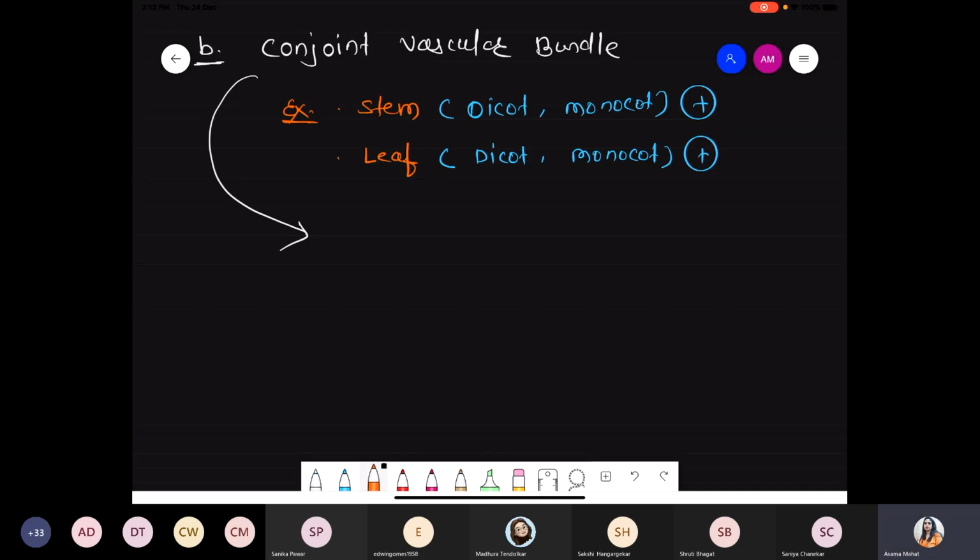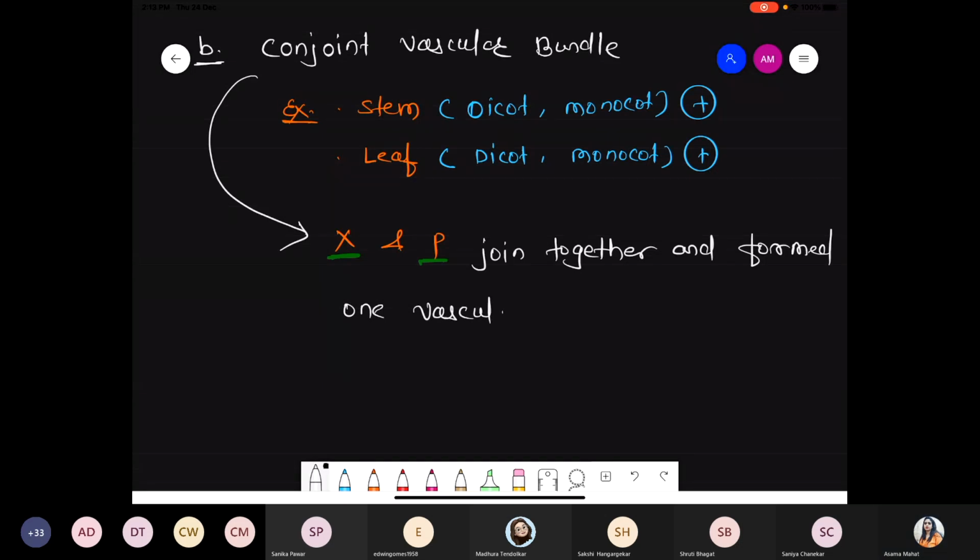So what is the meaning of conjoint vascular bundle? Conjoint means what? Xylem and phloem. I'm using X for the xylem, P for the phloem. Xylem and phloem join together and form one vascular bundle. We'll see that part during the diagram. They form one vascular bundle. Okay, simple condition.